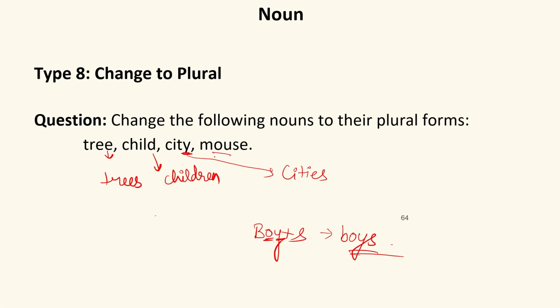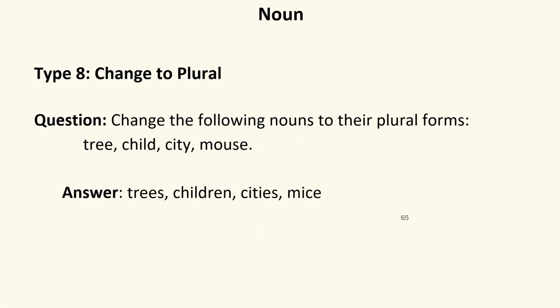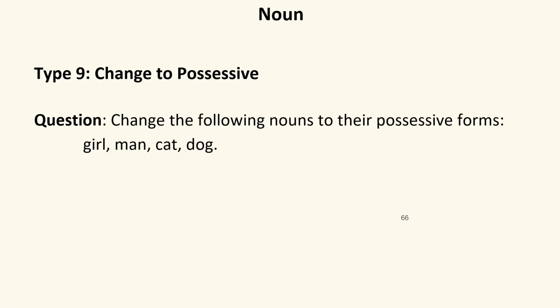Now we have the word mouse, and mouse converts into plural like mice. We have also learned some other words which are predefined as plural. Now change the following nouns to their plural forms. We have already done. Change the following nouns to their possessive form. Now girl, the possessive form of it is girl's, men's, cat's, or dog's.